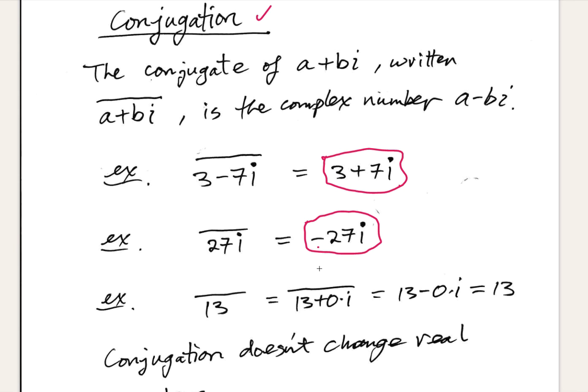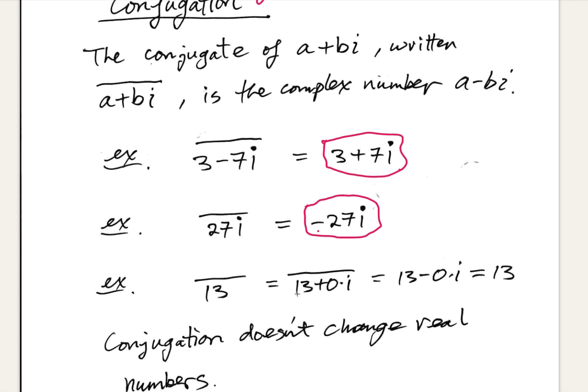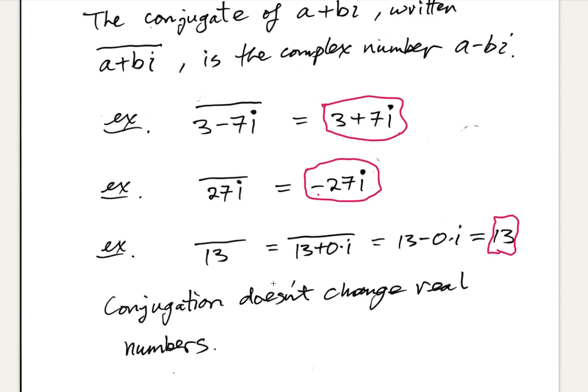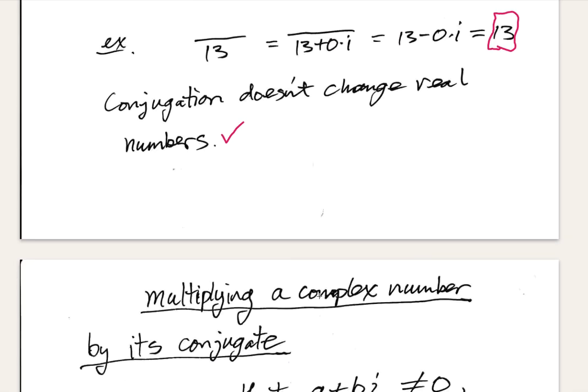How about the conjugate of 13? 13 is a real number. Let me throw this in here. I could consider 13 to be 13 plus 0i, and then I'm taking its conjugate. That would be 13 minus 0i. 0i is still 0, so it's still 13. And you can see there's nothing special about 13 here other than it's a real number. So the conjugate of any real number is just that same real number back. Conjugation doesn't change real numbers.